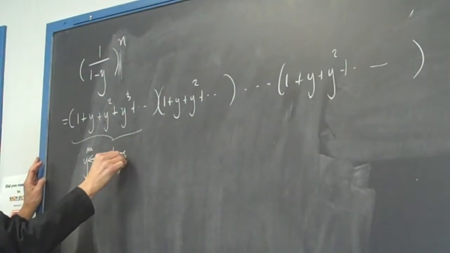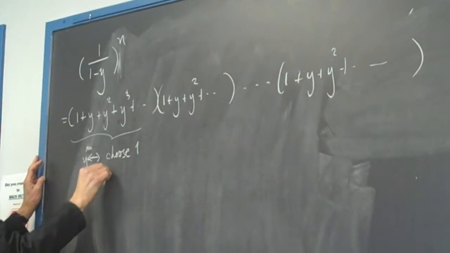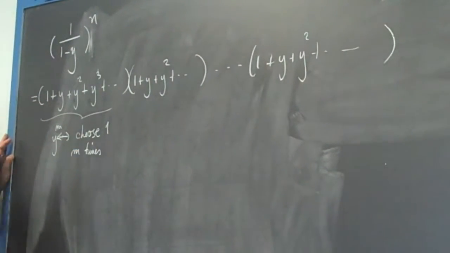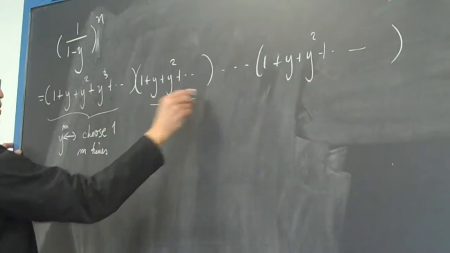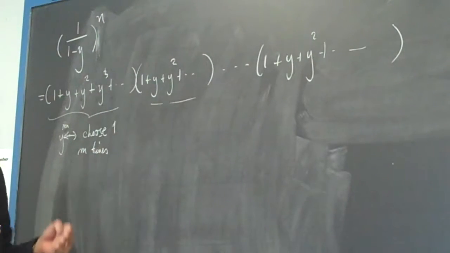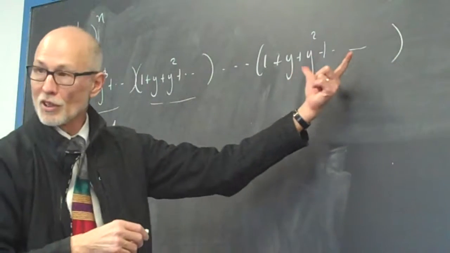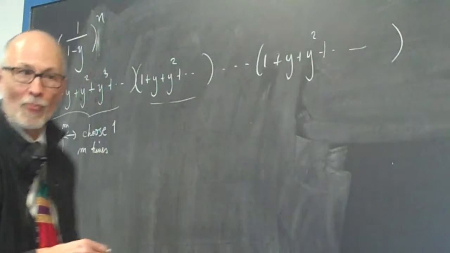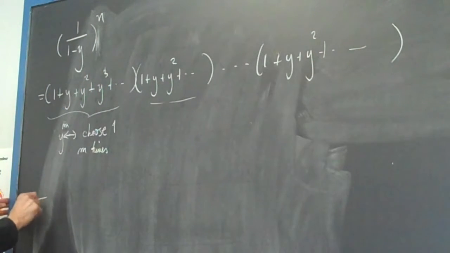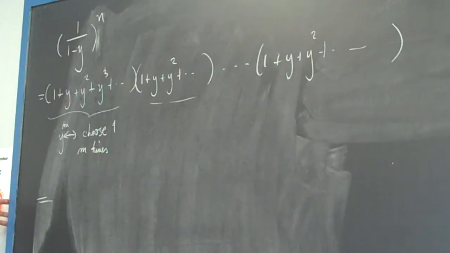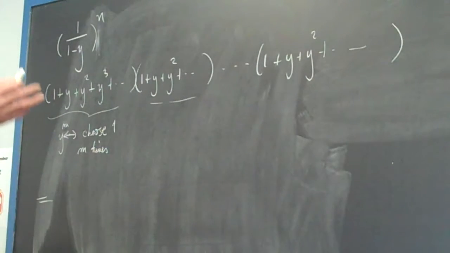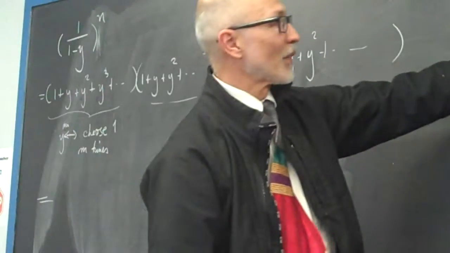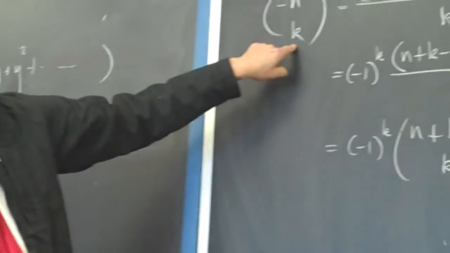Choose 1, m times. And over here, choose 2, however many times. Choose 3, however many times, right? Well, this is going to multiply out, and it's going to give me a series. In fact, it's going to give me the series with these coefficients.